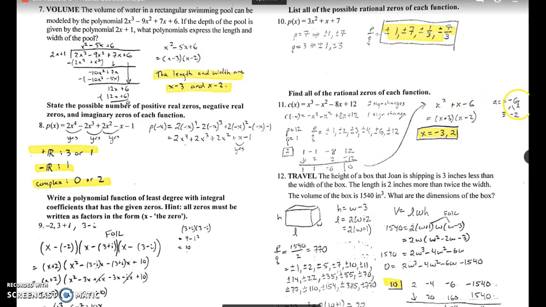AC is -6. Two numbers that multiply to -6 to add up to 1 are 3 and -2. So I split my factors into x plus 3 and x minus 2. And the solutions that make those equal 0 are -3 and +2. Notice that 2 comes from here, but it was also over here. So the 2 solution is technically repeated twice, but you don't have to list it twice.